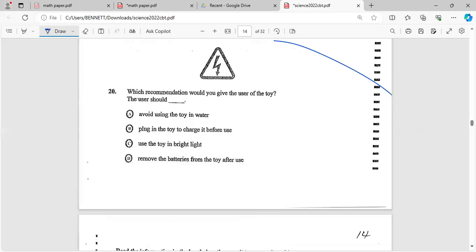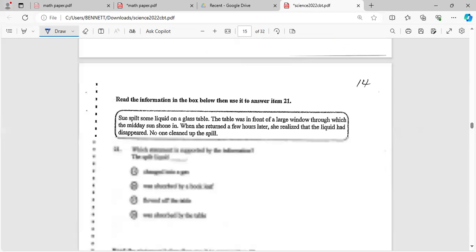Which recommendation would you give the user of a toy? The user should A, avoid using the toy in water, based on the sign, guys. B, plug the toy to charge it before use. C, use the toy in bright light. Or D, remove the batteries from the toy. And for 20, that would be A, avoid using the toy in water. So this sign means no water, alright? If you guys have gone through all of that.